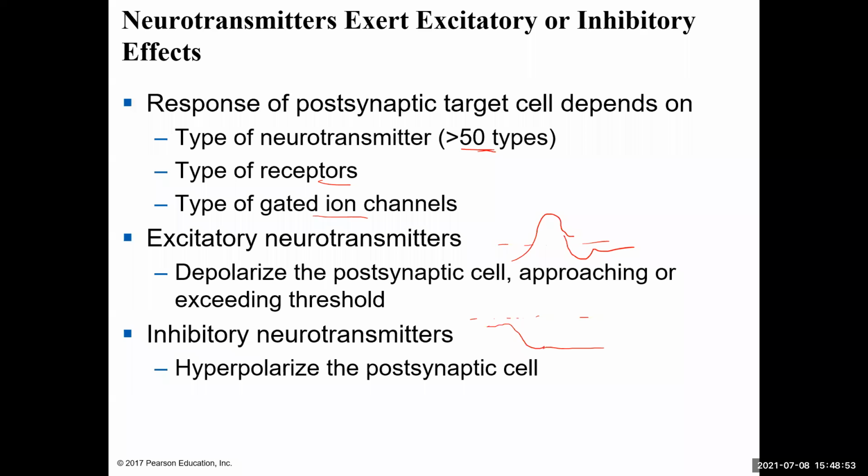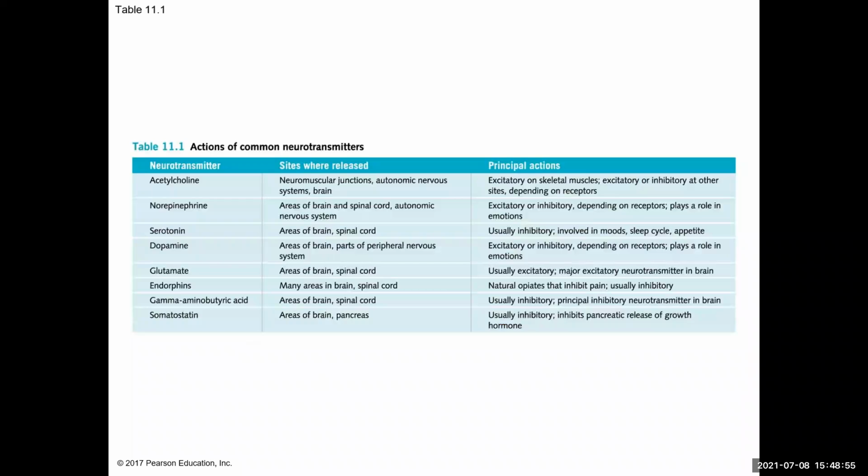This figure here comes from your table, and it tells you some of the more known neurotransmitters, like acetylcholine, serotonin, endorphins, which you're probably familiar with, and norepinephrine. It tells you where these are released. For example, neuromuscular junctions, which is where muscle contractions happen. Serotonin is in the brain and the spinal cord. Endorphins, many areas in the brain and the spinal cord.